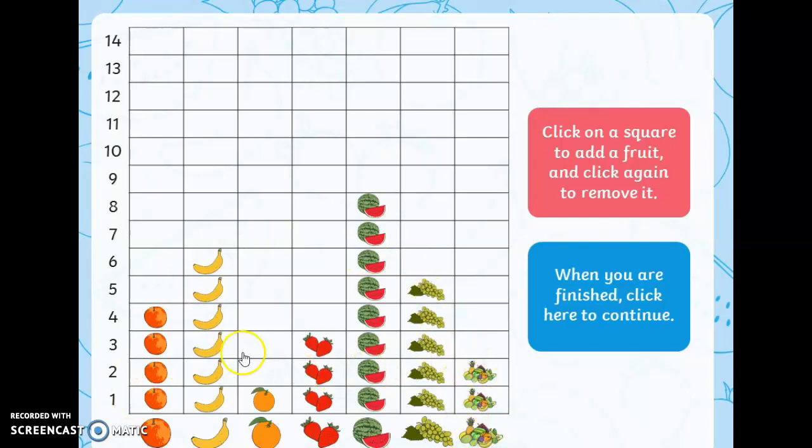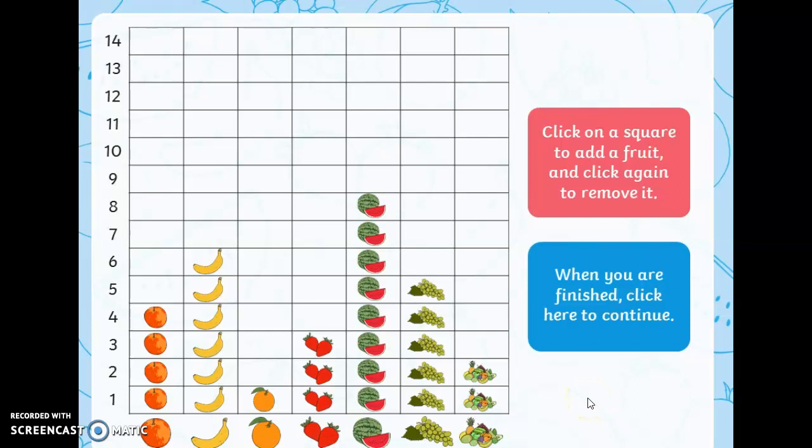Can we see our graph here? So look very closely at it. Now, which fruit is the most popular fruit? Which fruit does most of the class like? I'll give you 1 minute to look at the graph. The answer is watermelon. Can you see it? 8. I'm going all the way up on my watermelon and all the way across to read 8. 8 boys and girls like watermelon. It is the most popular.